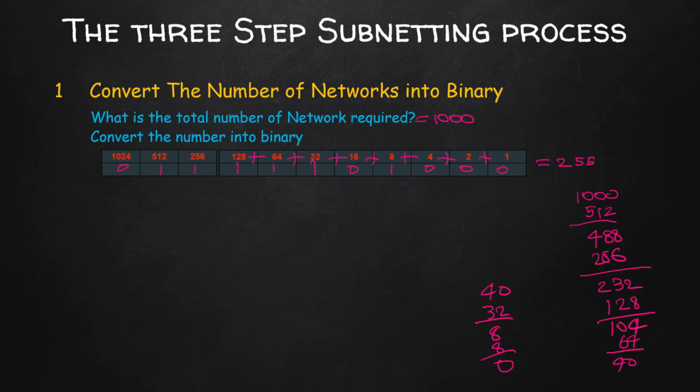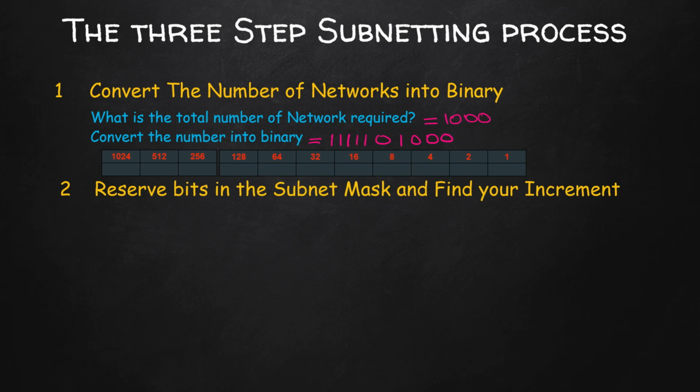So the binary equivalent number for the value of 1000 is 1111101000. So this is the answer. When we convert the decimal value 1000, we get this value as binary. Now go to the next step.